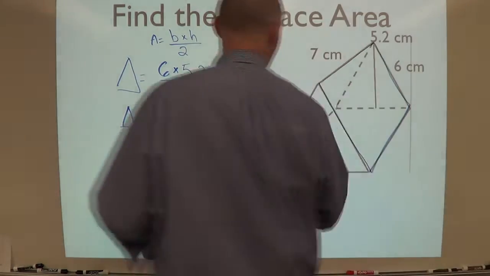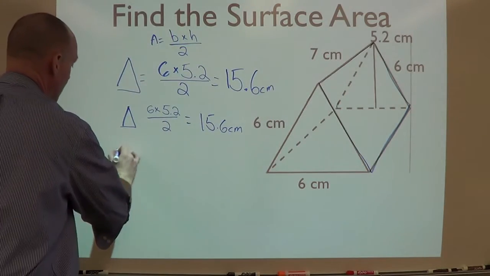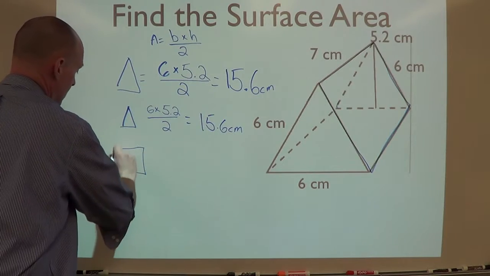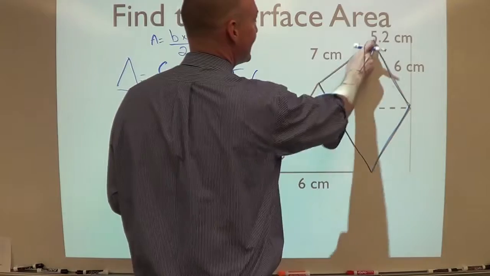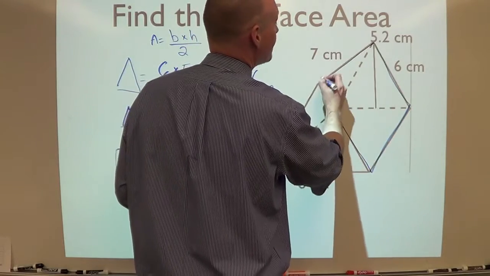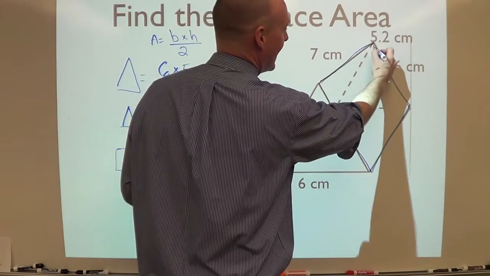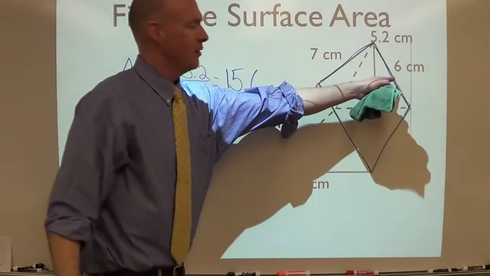Okay, so let's look at the measurement. Well, we know the shape is a rectangle. And let's look at its measurements. Measurements are 7 up here and 6 here. That's really all we need.